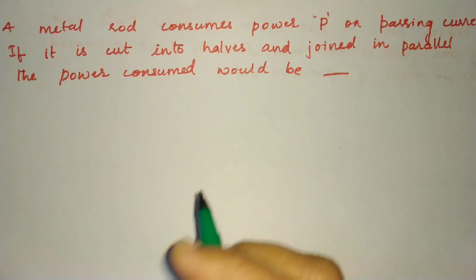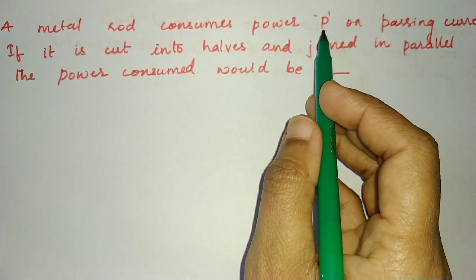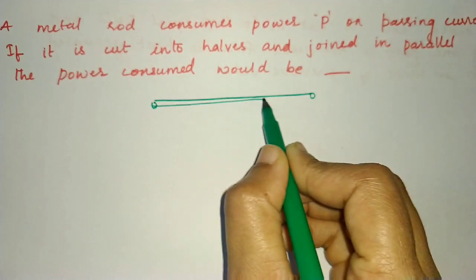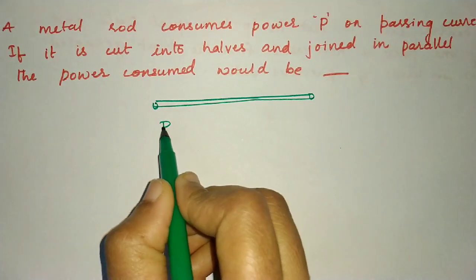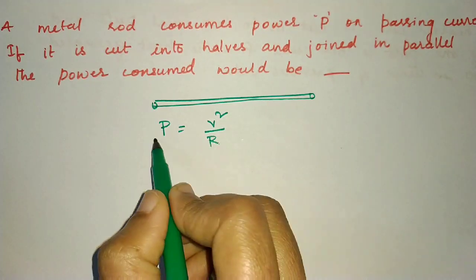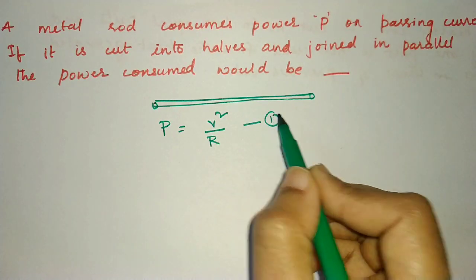In this question, a metal rod is going to consume a power P. Okay, when you operate it at a particular voltage, assume that this is a metal rod. What is the power consumed by it? V square divided by R equals to P. Call this as equation 1.